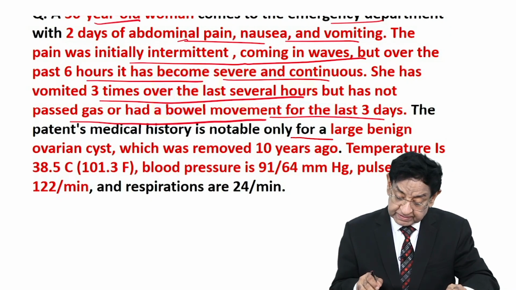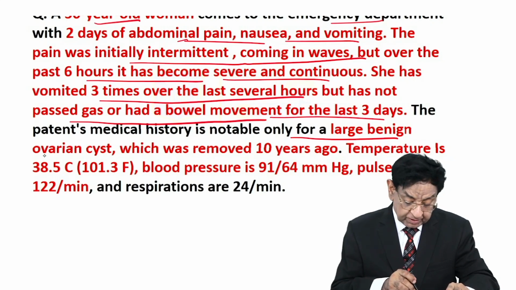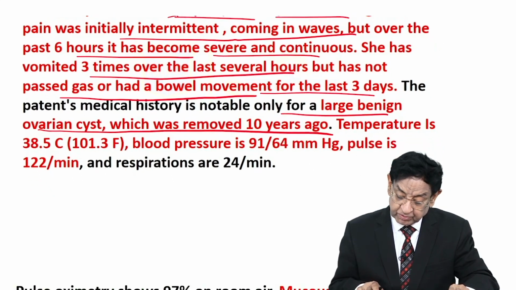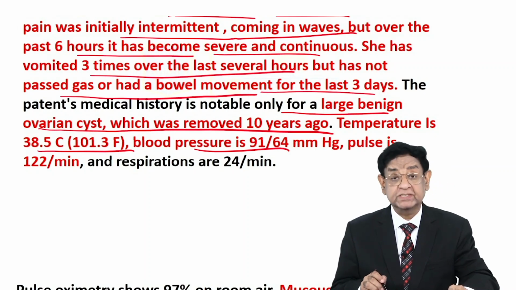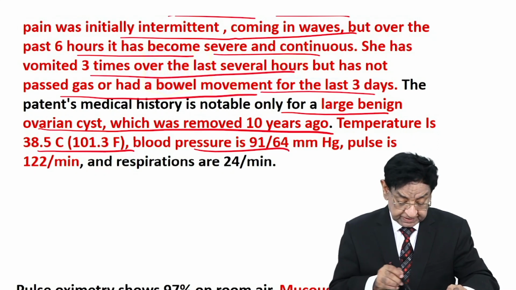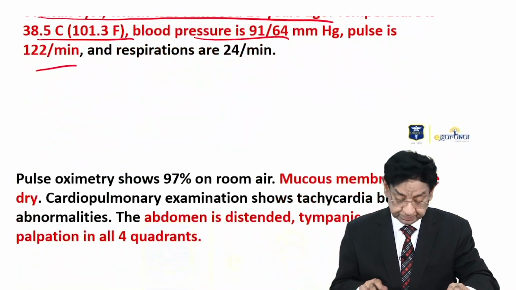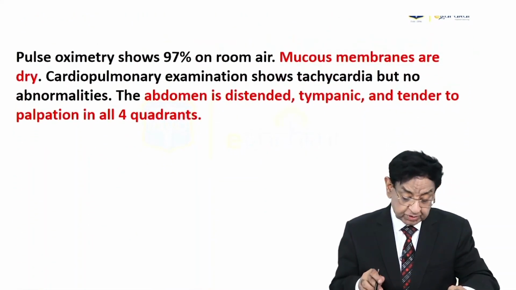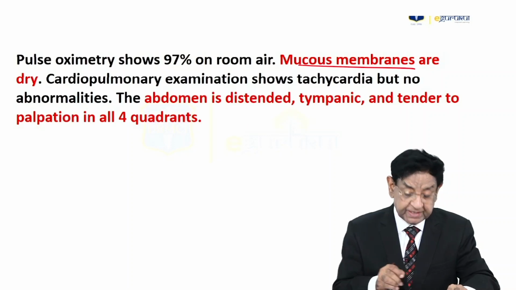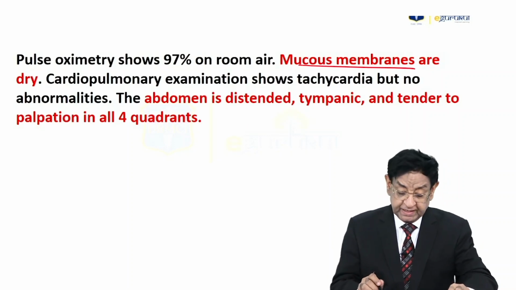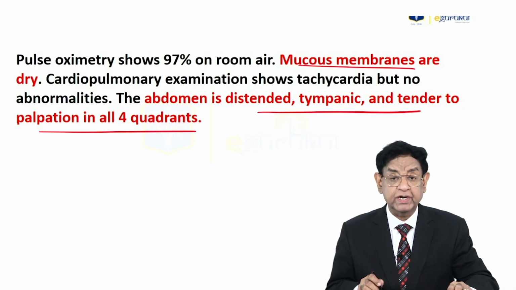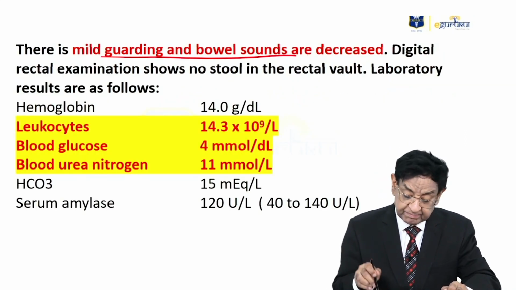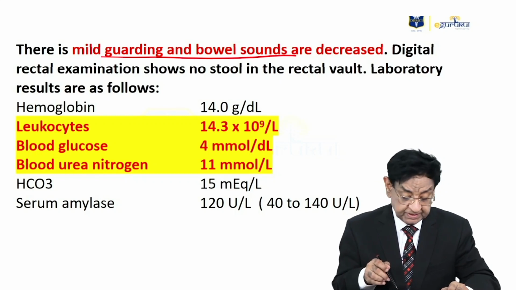Well, there was a large benign ovarian cyst which was removed 10 years ago. At the moment, she has fever, BP is very low, tachycardia is there, and mucous membranes are dry, which indicates dehydration. Abdomen is distended, tympanic and tender to palpation in all four quadrants. Mild guarding and bowel sounds are decreased.